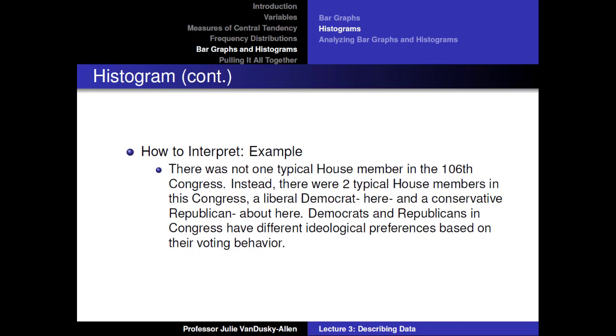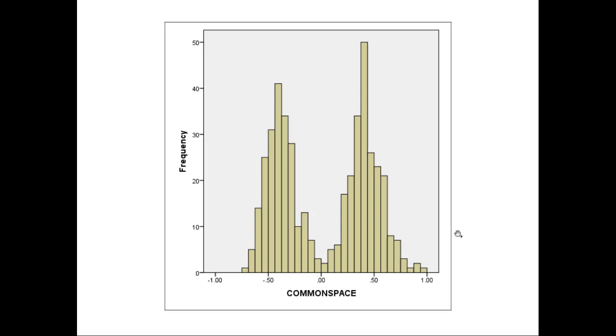So what does this histogram tell us about the typical member of Congress? We could say something like, there was not one typical House member in the 106th Congress. Instead, there were two typical House members in the Congress, a liberal Democrat here and a conservative Republican about here. Democrats and Republicans in Congress have different ideological preferences based on their voting behavior.